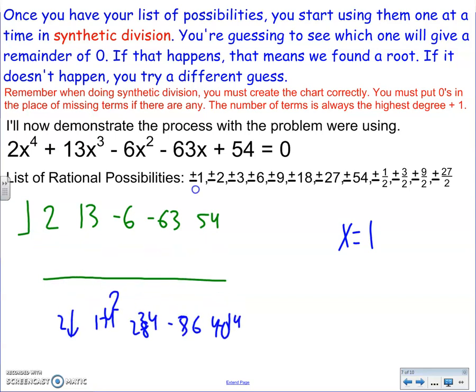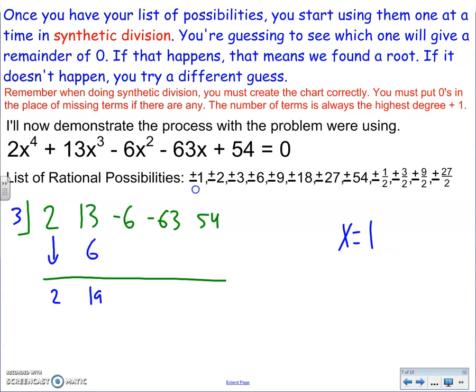So I'm going to try something else. Let's try positive 3. Again, I'm just going down this list until I find all 4. It gets pretty long. So drop, multiply, add, multiply, that is 57. Add, multiply, add, multiply, add. Definitely not 0, so 3 doesn't work.